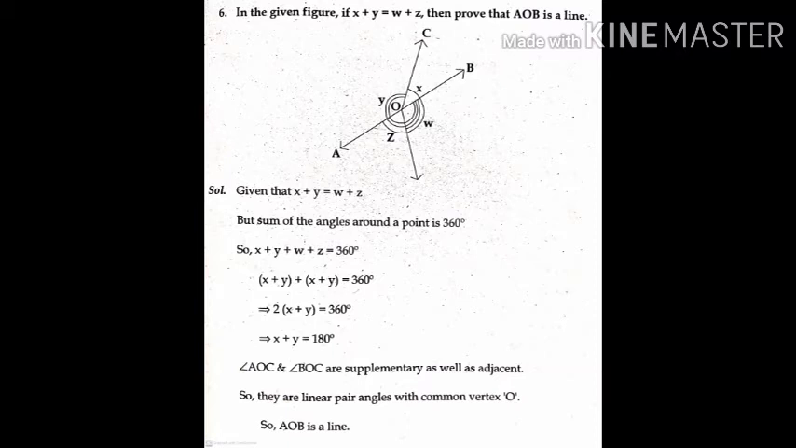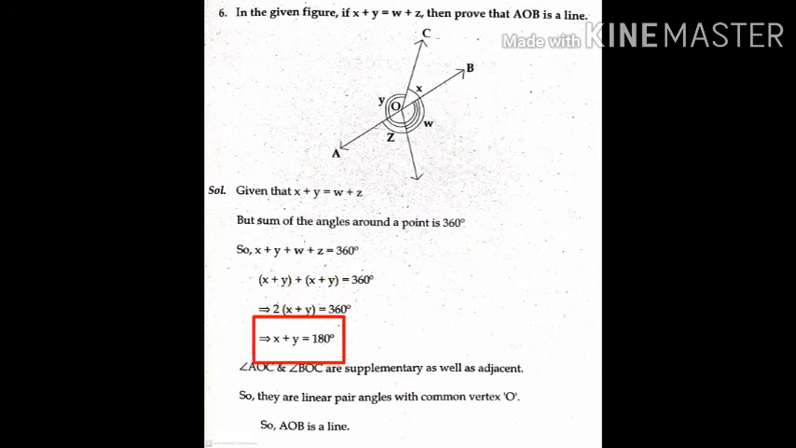x plus y plus, instead of w plus z, we can write x plus y, that is equal to 360 degree. Add the like terms on the left side of the equation. x plus x, 2x, y plus y, 2y, and 2 separate, we get 2 into x plus y, that is equal to 360 degree. Next step, x plus y is equal to, 2 transposing to the right side of the equation, it becomes 360 degree by 2. After cancellation, we get 180 degree.